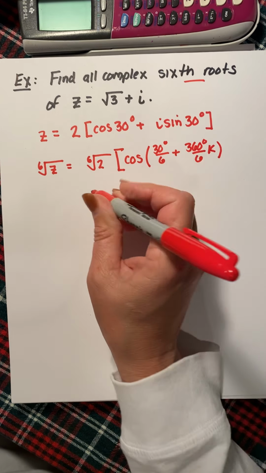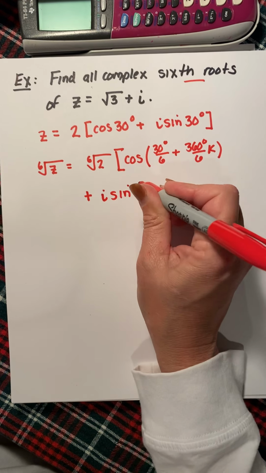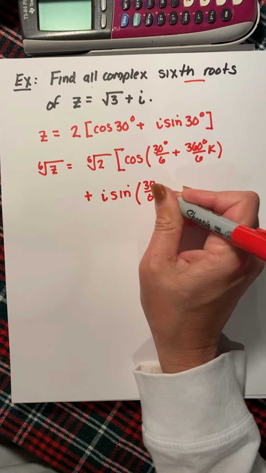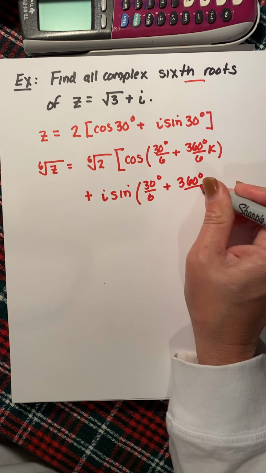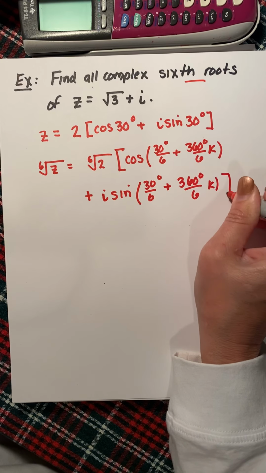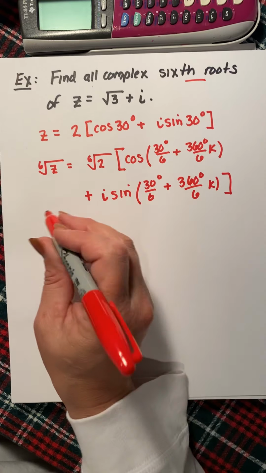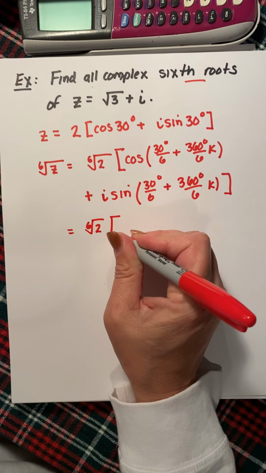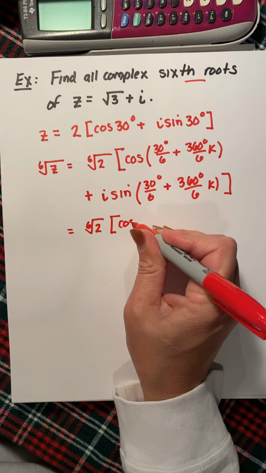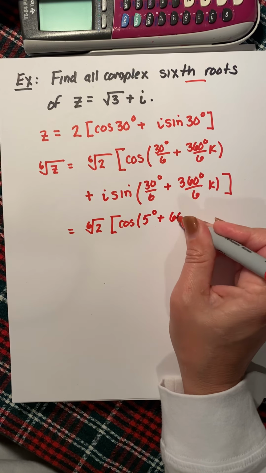So let's clean this up a little bit. 6th root of 2, can't do much with that guy. This is going to be the cosine of 5 degrees plus 60k plus i sine of 5 degrees plus 60k. Again, I'm going to leave these in their equivalent trigonometric forms because they're not going to be pretty, but we'll talk about it when we get there.